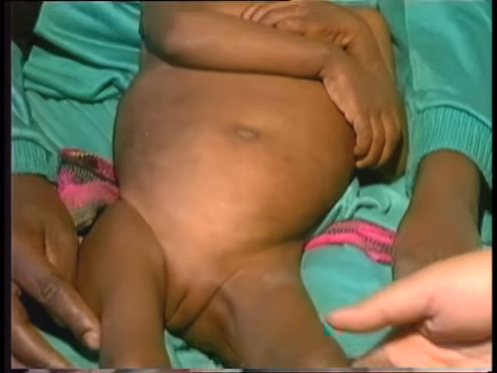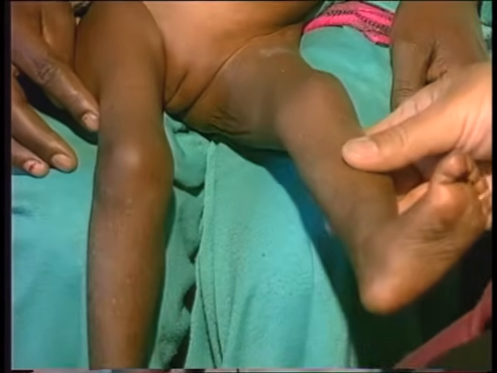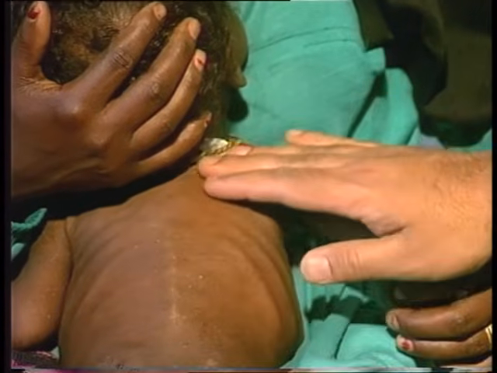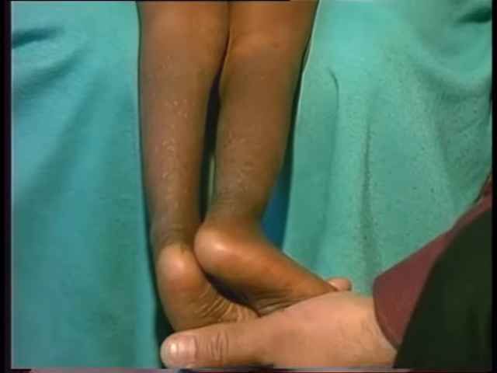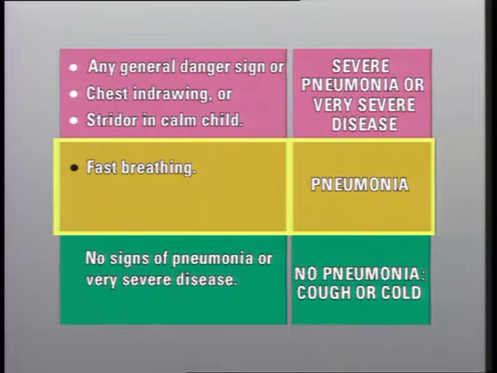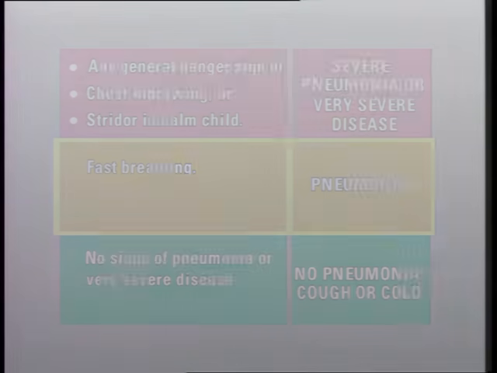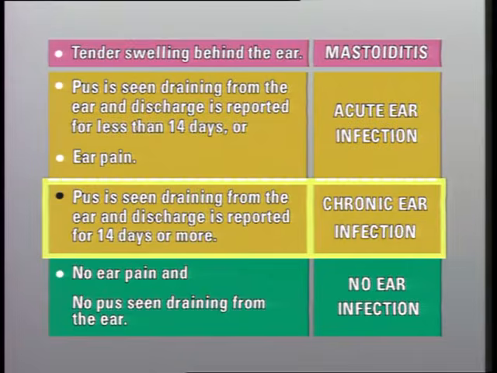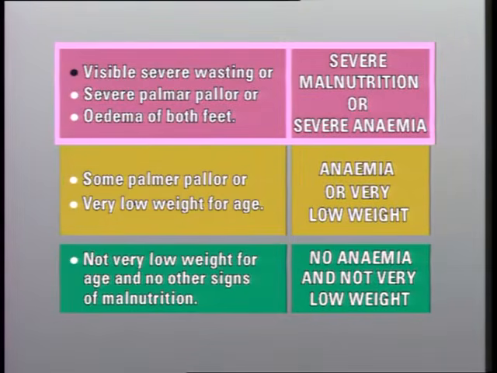The child also has a rash which itches. This is not a measles rash. The measles rash does not itch and does not look like this. Measles rash also occurs with fever. We therefore classified Faduma as pneumonia, diarrhoea with severe dehydration, chronic ear infection, and severe malnutrition.